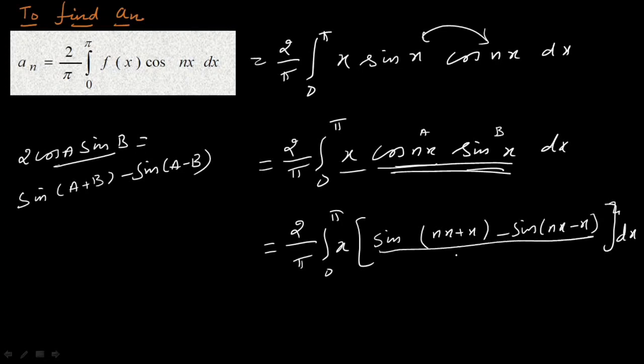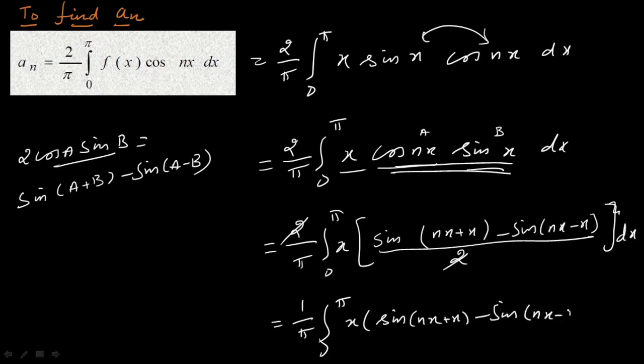Whole divided by 2. We have to take this 2 to the denominator, because here we have only cos A sin B. We have the formula for 2 cos A sin B, so you have to take this 2 to the other side. What happens? This 2 and 2 get cancelled. So you have only 1 by pi integral 0 to pi x sin of (nx plus x) minus sin (nx minus x) dx.